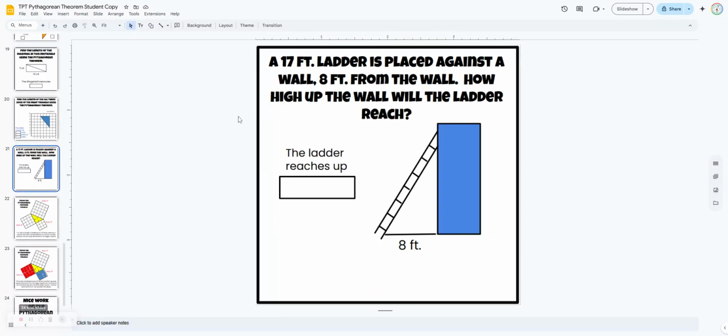Now we get a real-life example. We have a 17-foot ladder that's placed against a wall, 8 feet from the wall. And so this would make a right triangle. We know the hypotenuse is 17. We know this leg is 8. We're going to figure out the length of the other leg.